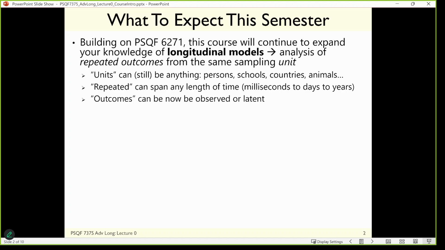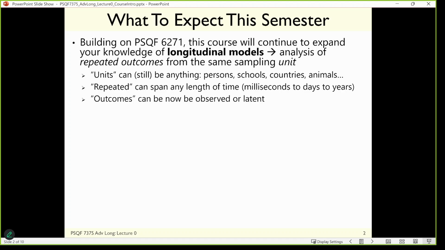So some things are going to be the same. Units can still be anything. That's why I was asking, are we measuring people repeatedly, businesses repeatedly, emergency rooms repeatedly? It can be anything that is measured repeatedly. Repeated can be any length of time. So it could be when the infant is 2 weeks, 4 weeks, 6 weeks, or the infant is 2 months, 4 months, 6 months. Or it could be literally in milliseconds, like if you're watching changes in heart rate in the NICU. Whatever level of precision that is measured to could be considered longitudinal data. It all depends on the context of the study, what's most meaningful.